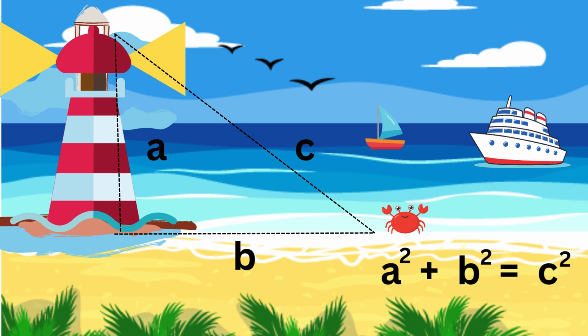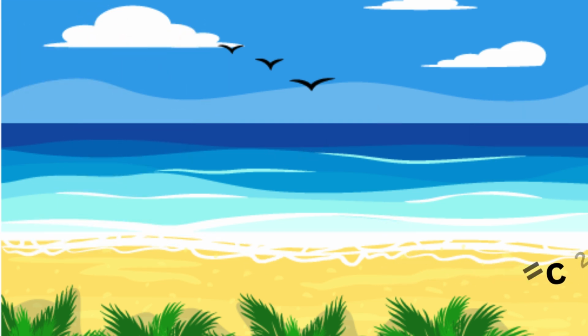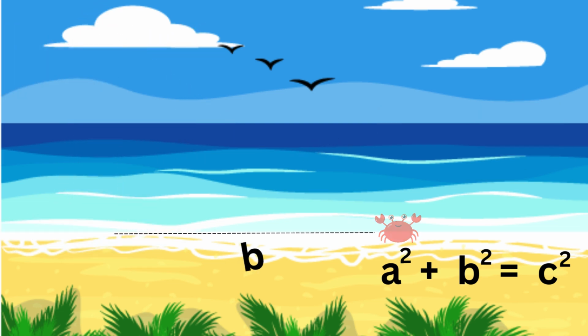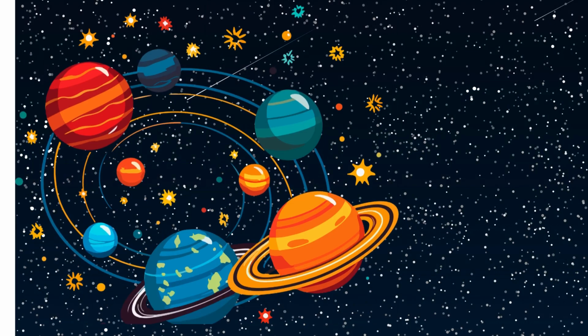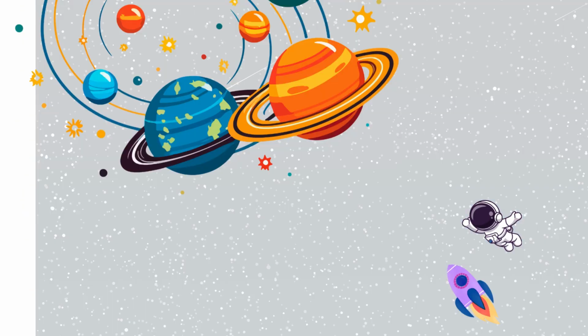This theorem helps us find the shortest path when traveling diagonally, instead of moving along two sides of a right-angled path. Whether it's a crab and a lighthouse, a ladder leaning against a wall, or even navigation in space, the Pythagorean theorem is everywhere. Here's one more example.